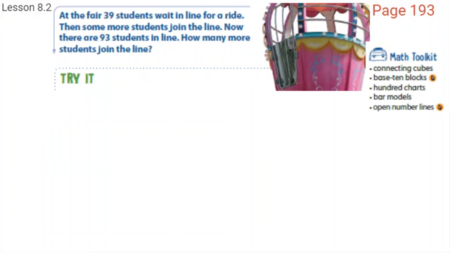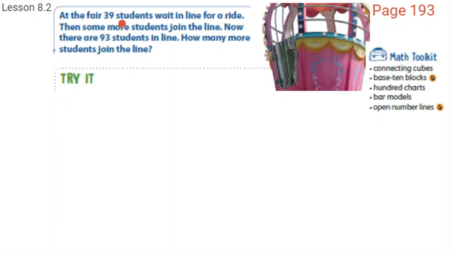Okay, boys and girls, we're moving on to lesson 8.2. This is on page 193. Let's take a look at this. Again, remember, we're working with larger numbers. We had some addition, and now we're doing some subtraction. Let's see what kind of problem this is first.